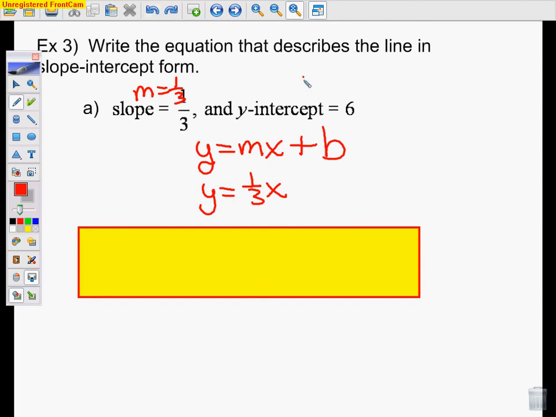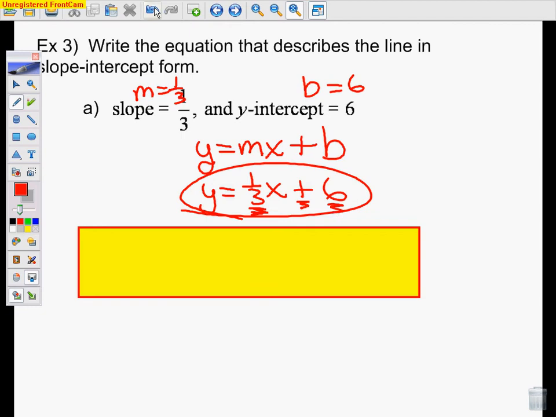Plus b. Well, what's b? Well, b is 6. That's our y-intercept. Okay, so plus 6. And there you go. We're in slope-intercept form. Y equals m slope x plus b. All right, let's try another one.